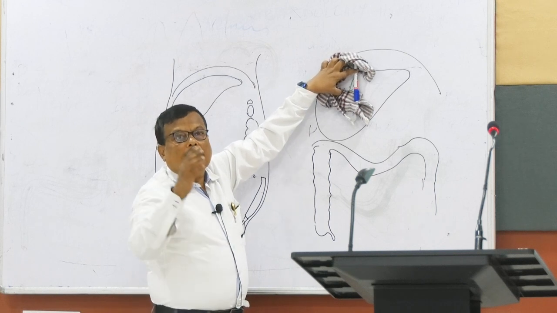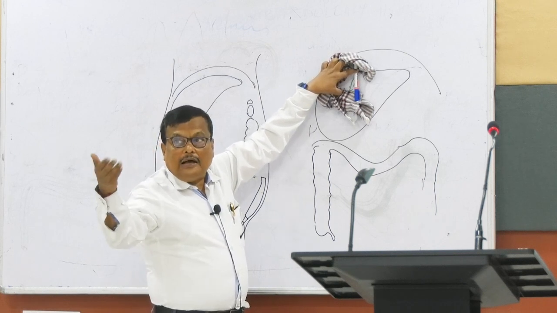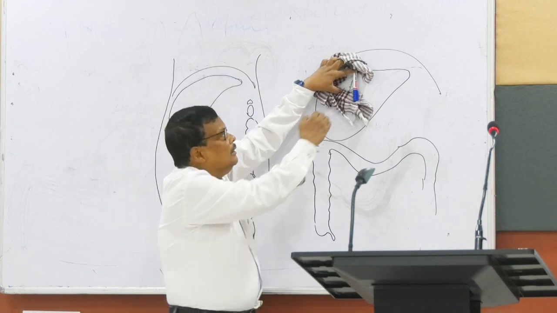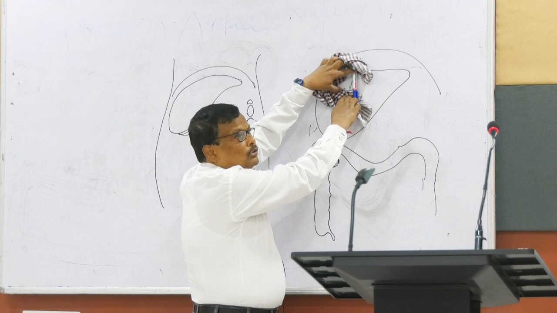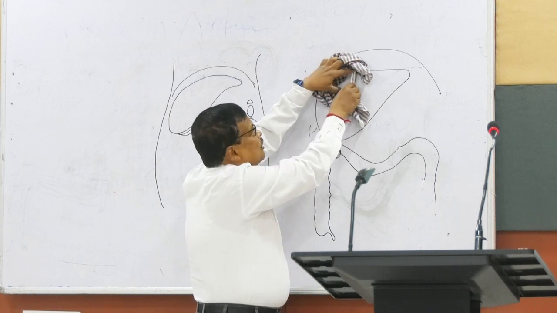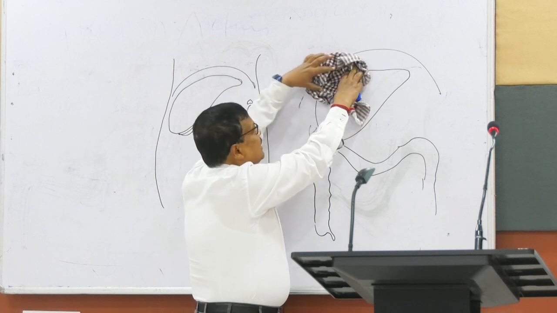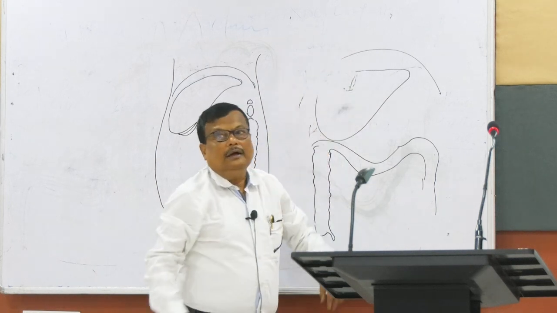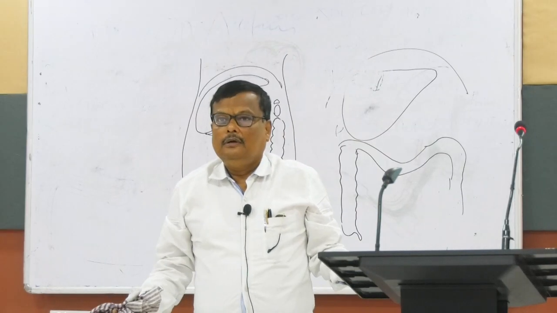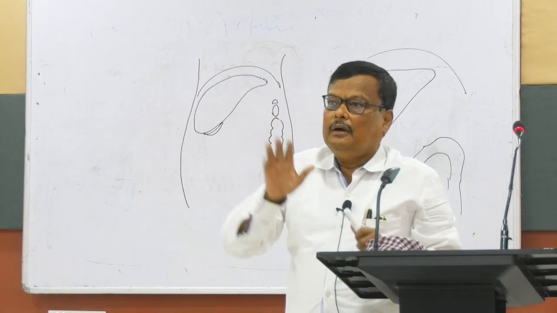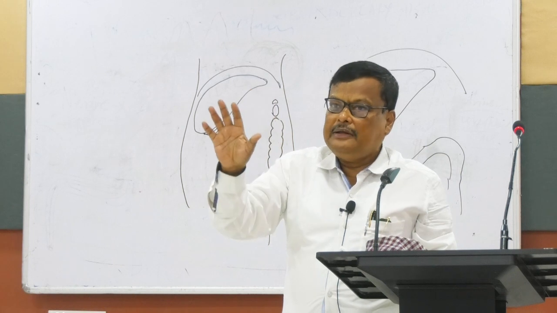So if someone asks you what is the boundary of the bare area of the liver: superior layer of the coronary ligament, inferior layer of the coronary ligament, base is formed by the inferior vena cava, and apex is formed by the right triangular ligament. So this is the bare area of the liver.